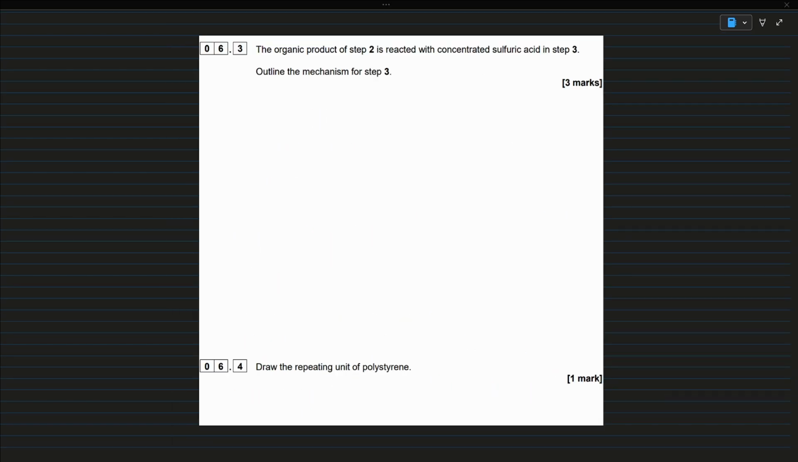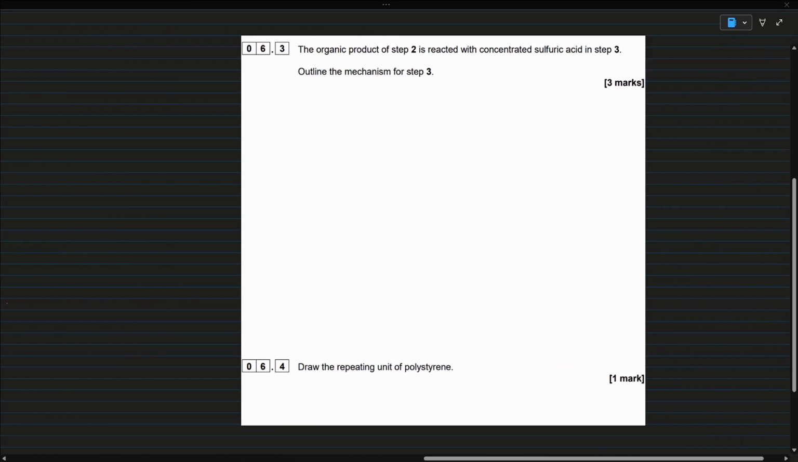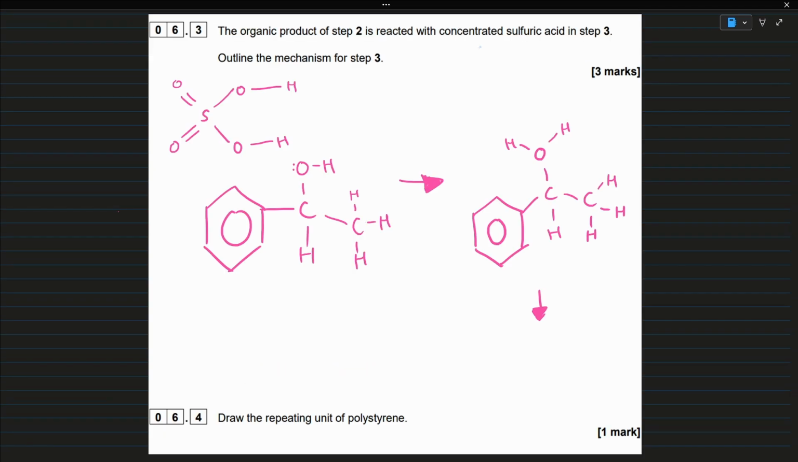So the third part of the question asks us to show the mechanism of the reaction of our step 2 product, so our 1-phenylethanol, with concentrated sulfuric acid. Okay, so I've just drawn out the reagents. Let's look at our sulfuric acid over here in the top left corner. You know that oxygen is more electronegative than the hydrogen, so there will be a partial negative charge on the oxygen and a partial positive charge on the hydrogen, and we'll get a curly arrow going from the electrons on this oxygen, which is also partially negatively charged, to the hydrogen on the sulfuric acid.